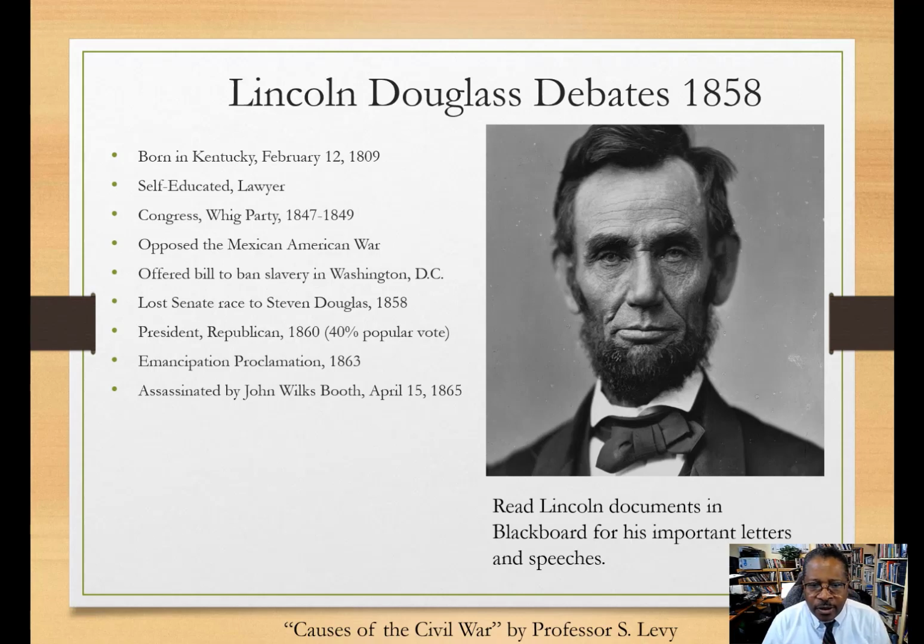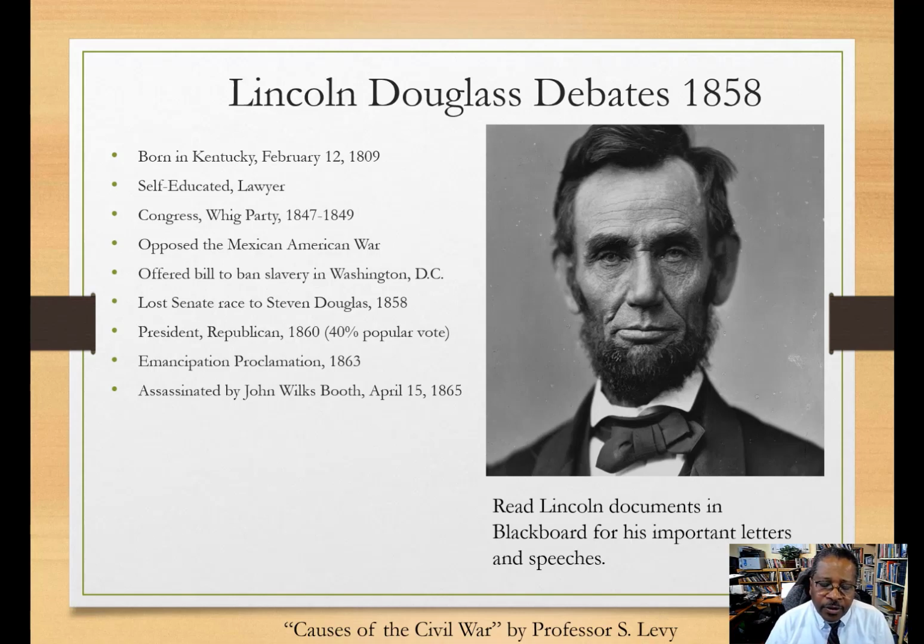Here I have the Lincoln-Douglas debate. This is from 1858. Before he ran for president, he tried to run for the United States Senate from the state of Illinois, his adopted state. He was born in Kentucky, but he moved to Illinois and adopted that as his home state. He tried to become a senator there against Stephen Douglas, the incumbent senator, and he lost that race. But he did so well against Douglas that it brought him to the attention of the Republican Party. And so they selected him as their candidate.